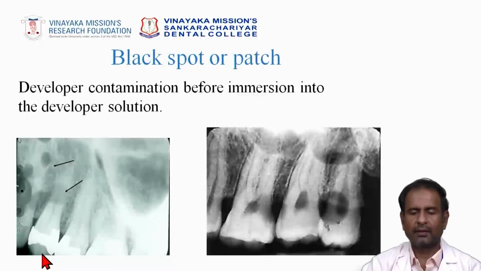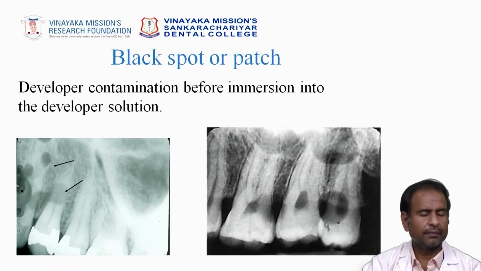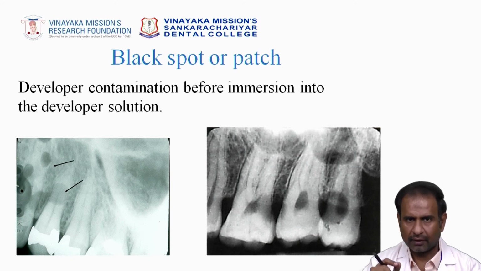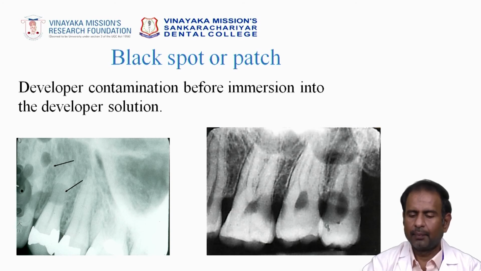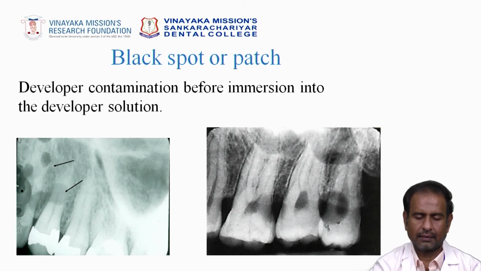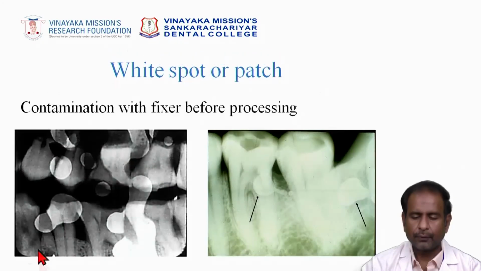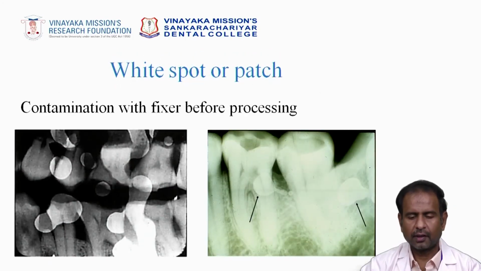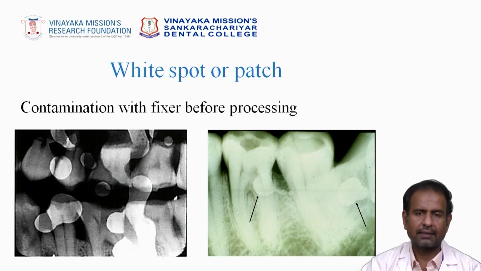Next is the black spot or patch. This is due to developer contamination: before you immerse the film into the developing solution, some developer solution comes in contact with the film, which will create the black spot or patch. The same way, a white spot or patch is due to contamination by the fixer solution before processing. If the fixer solution contacts the film before processing, it will cause the white spot or patch.